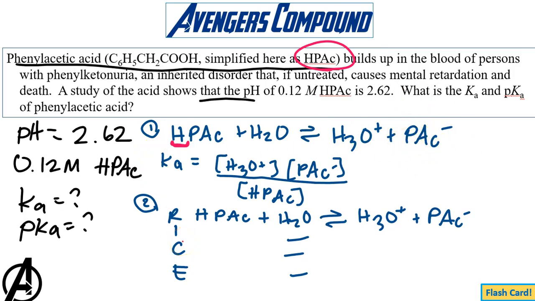So we're going to go ahead and write our Ka expression for that, which is going to be our products divided by our reactants. We do not include water. And then we can set up a RICE table. Next, we have to go ahead and fill in our RICE table.